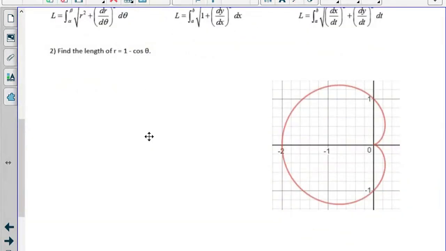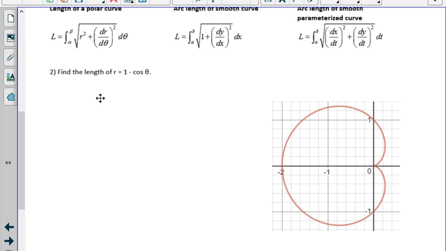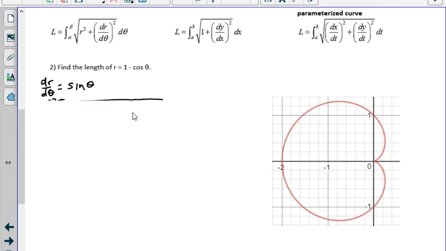Number 2, find the length of r equals 1 minus cosine theta. So we're going to find basically the length of this. You have to know how far it is from alpha to beta. So that is the period of a cardioid, which is 2 pi.